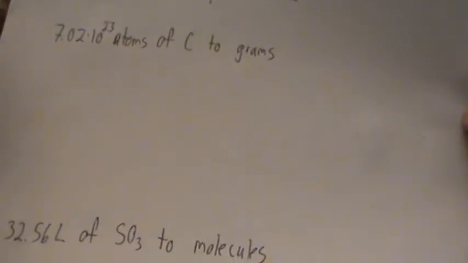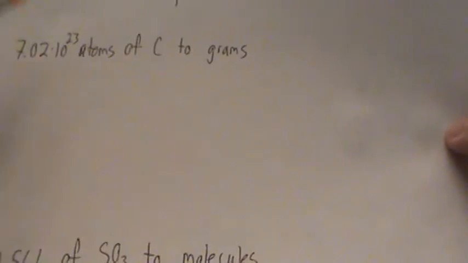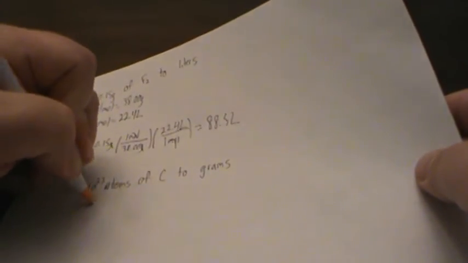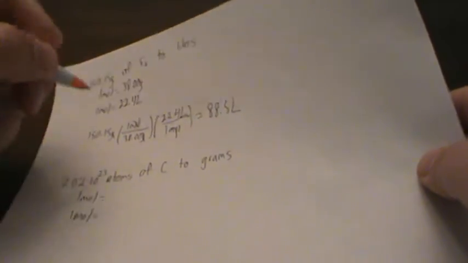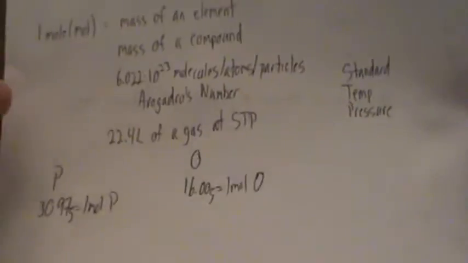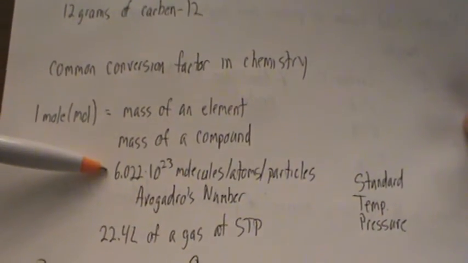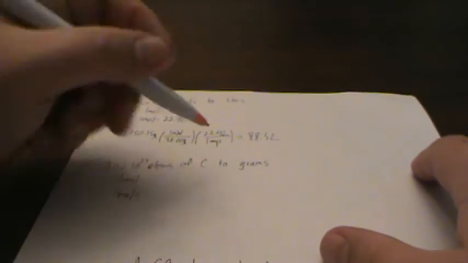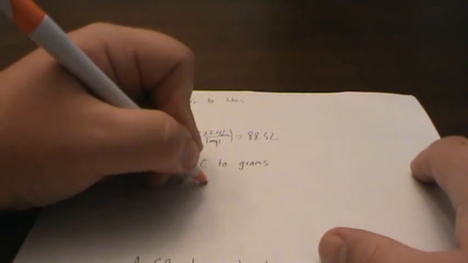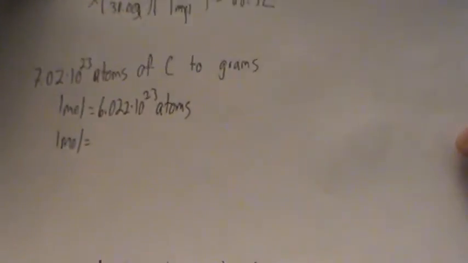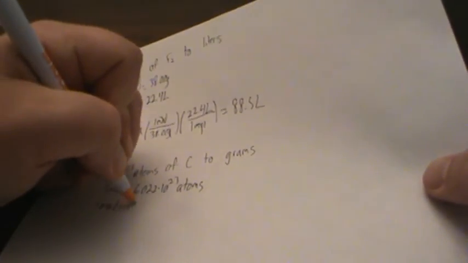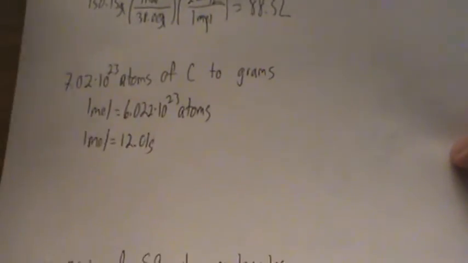Alright, let's look at our second one. We have 7.02 times 10 to the 23rd atoms of carbon to grams. Okay, so once again, two conversion factors. Since we have atoms, the number that we use for that is Avogadro's number, 6.022 times 10 to the 23rd atoms. Now for grams, since we just have carbon, 1 mole is equal to 12.01 grams of carbon.